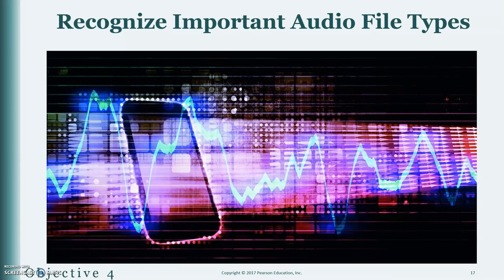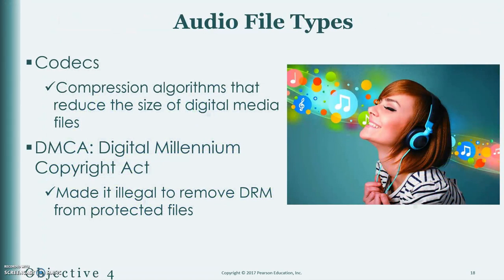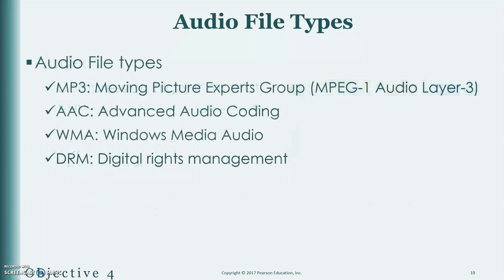Okay, so let's talk about some important audio file types. Codecs are compression algorithms that reduce the size of media files. So if you see this, you'll know what codecs is. DMCA is the Digital Millennium Copyright Act, and what that did was make it illegal to remove DRM from protected files. DRM is Digital Rights Management. Let's talk a little bit about that in a minute.